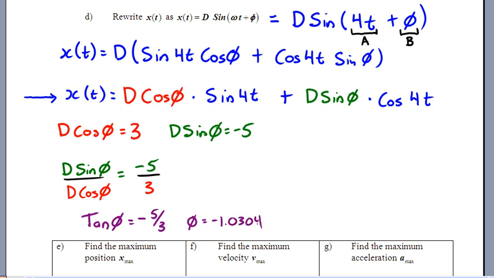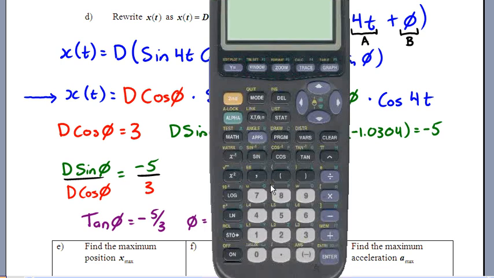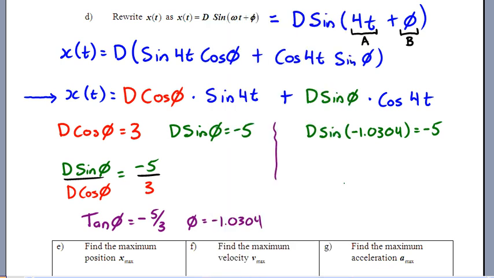Okay. Now, where could I scribble this in? Maybe up in here. So now you can keep going and pick either one of those equations. Maybe I'll pick the green one and say D times the sine of negative 1.0304 needs to be negative 5. You go to your calculator. You say, okay, calculator, negative 5 divided by the sine of that answer. And it says 5.8310. Okay, so you've solved for these two numbers, the D and the phi.